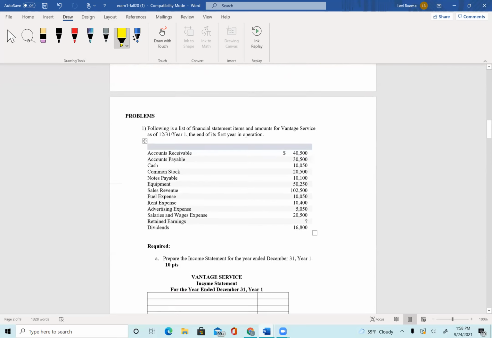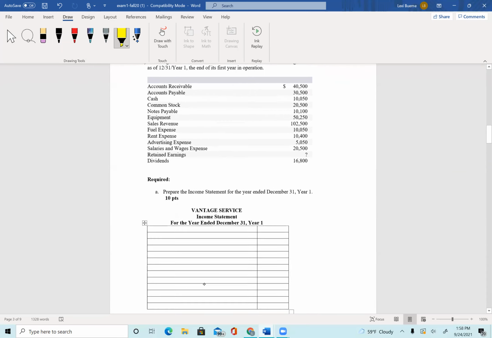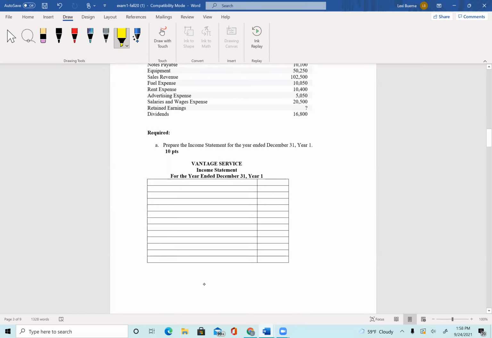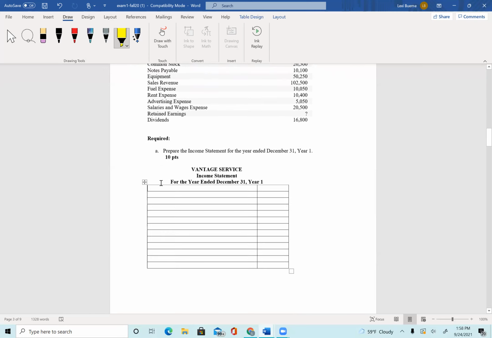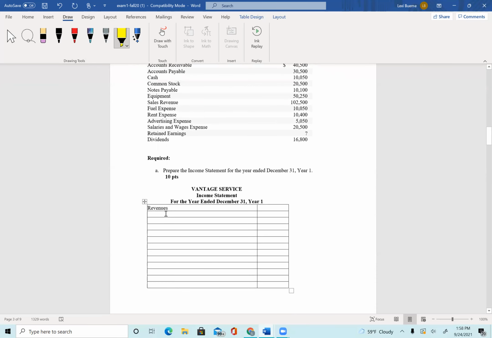All right, so our problems. Following is a list of financial statement amounts for Vantage Service for the first year in operation. So we're going to prepare an income statement. So that's revenues minus expenses. So we're going to start with just revenues, put it here. And then we look up above, look at what our revenues are.